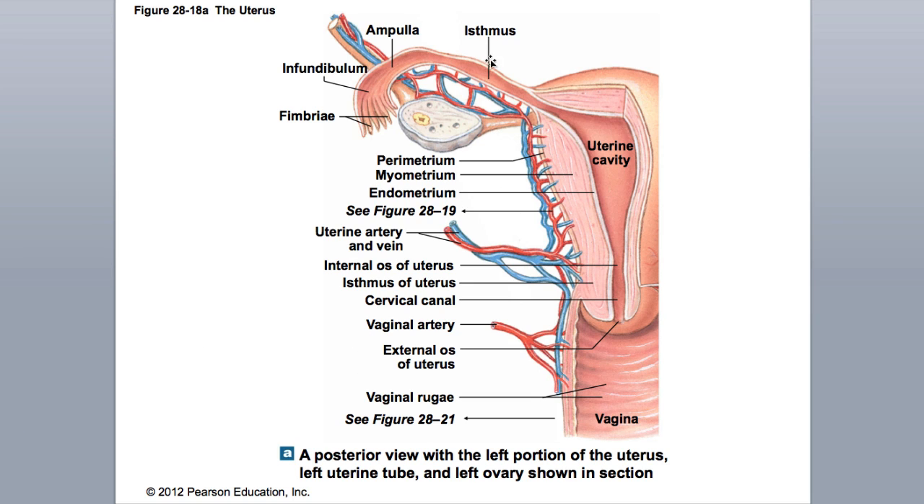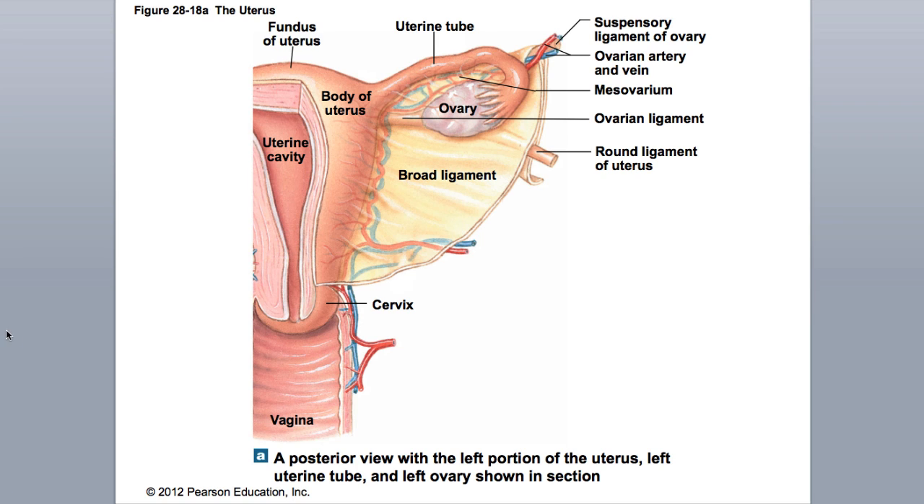Next slide. Okay. This is a picture that we've already talked about and looked at. You now see the isthmus of the fallopian tube. You see a nice layer of the uterus. The outer is the perimetrium, myometrium, and then the inner lining is the endometrium. This is where the fertilized egg will implant. Okay, that's where it's going to implant. Next slide. Here's the other side of it.